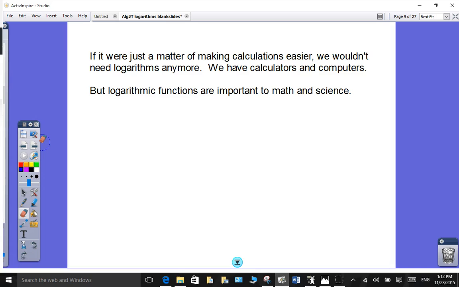Now, if it was just a matter of doing calculations, we wouldn't need this anymore because we do have computers and we do have calculators to do this. But actually, logarithmic functions are practical and are used a lot in math and science. And so we're going to see how those functions are used. And for us, we're going to be interested in things like domains and ranges and things like that. So before we get started any further, I want you to have calculators out.